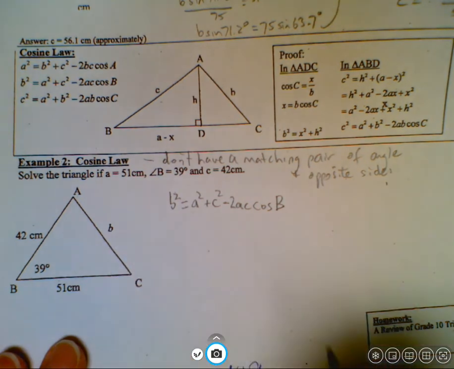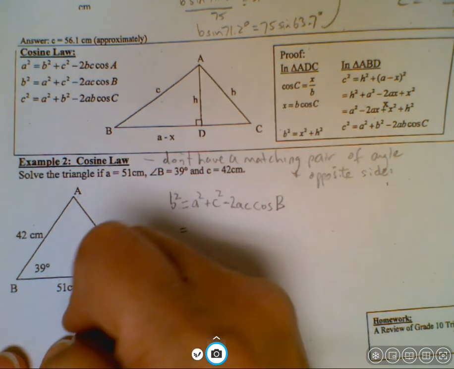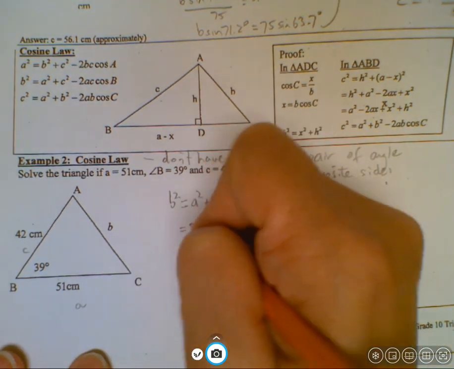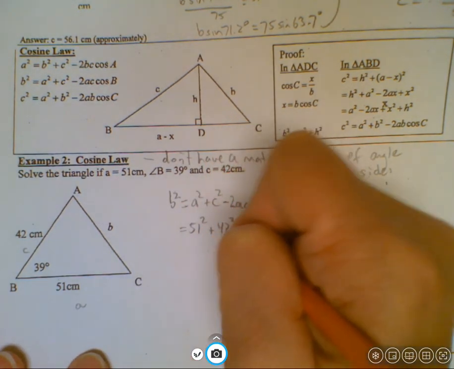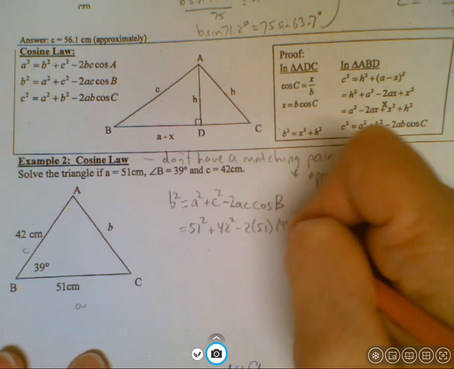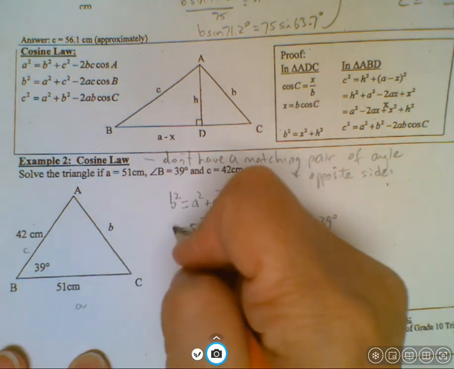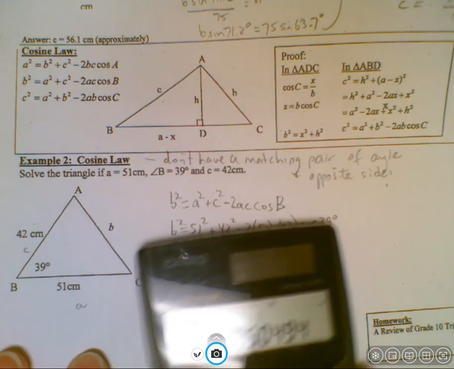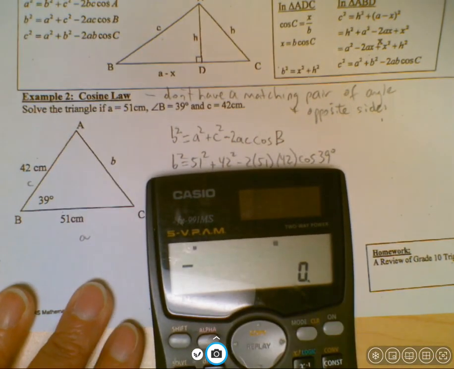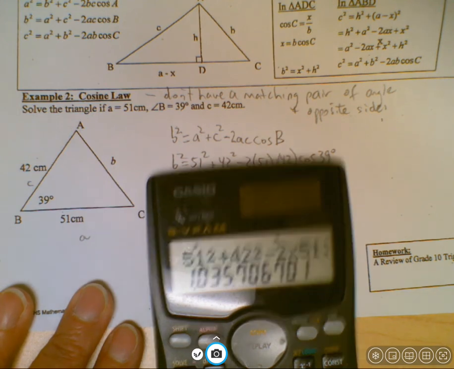So here's my little b. Little a squared, so this is little a and this is little c. This is 51 squared plus 42 squared minus 2 times 51 times 42 cosine of 39 degrees. And that's little b squared. Okay, there we go. In the calculator, all at once: 51 squared plus 42 squared minus 2 times 51 times 42 times cos 39. 1035.7.